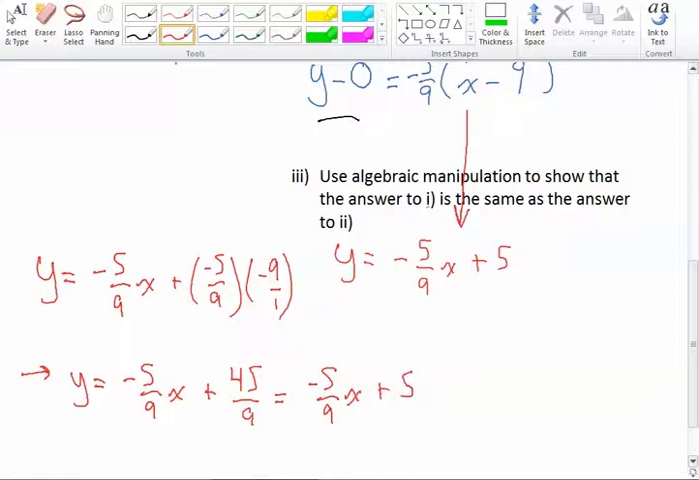Yeah, so if you're a little rusty with your fraction stuff, just remember that you might want to do things in the long form way.